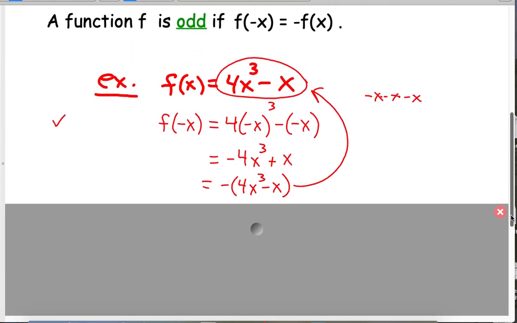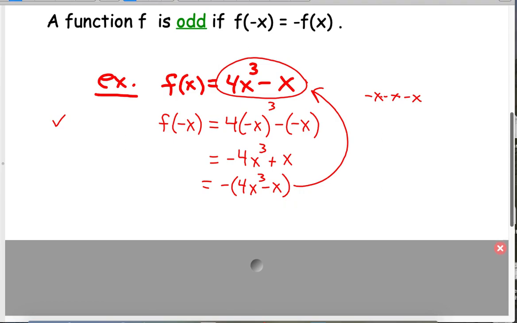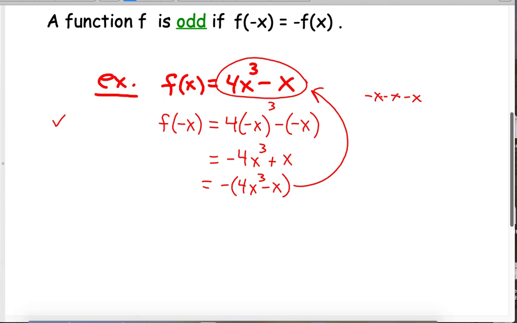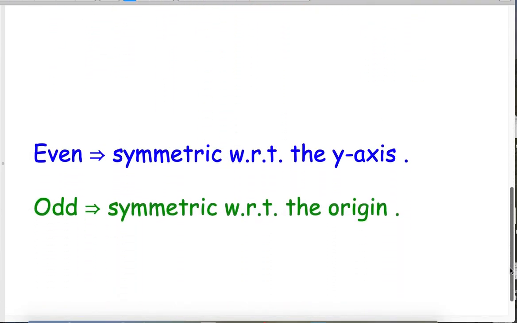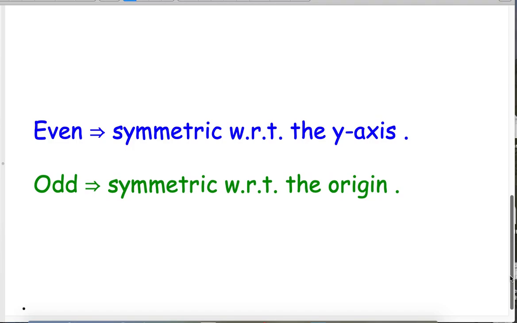Now it's important to understand that not every function is either even or odd. It could be neither. So it depends on how it works when you evaluate it. The other important point to remember, which is helpful, is that when a function's even, it's symmetric with respect to the y-axis. So for example, y equal x squared is an even function, and that's because it's symmetric about the y-axis. If you fold this graph on the y-axis, the function goes right onto itself.